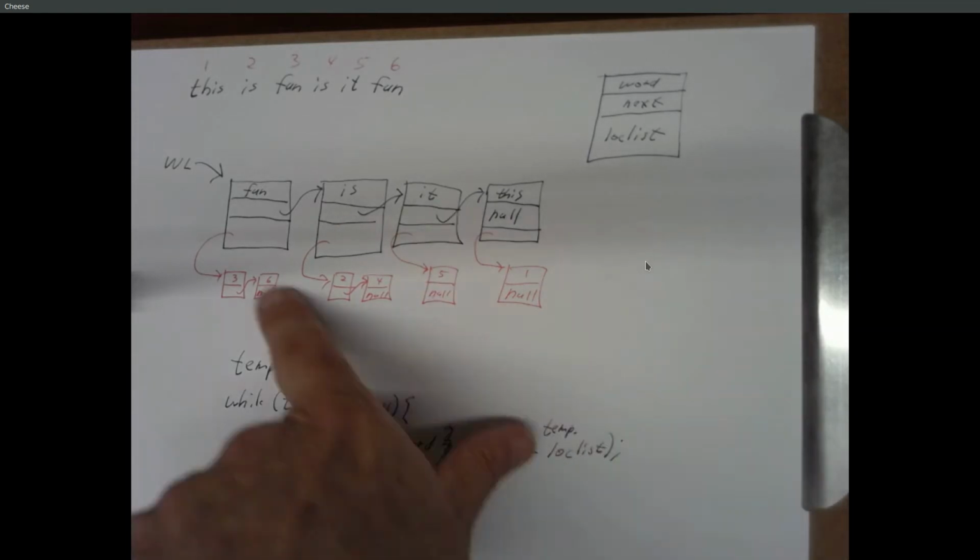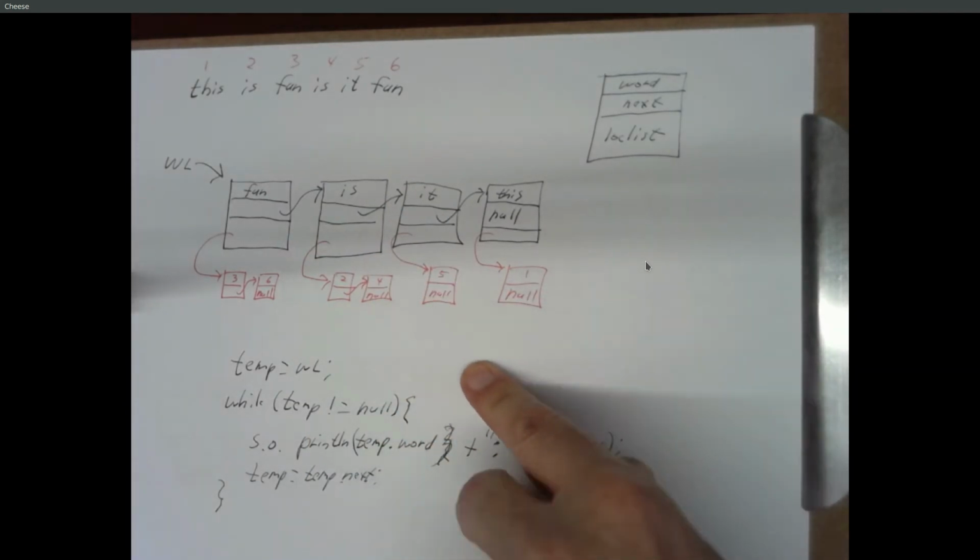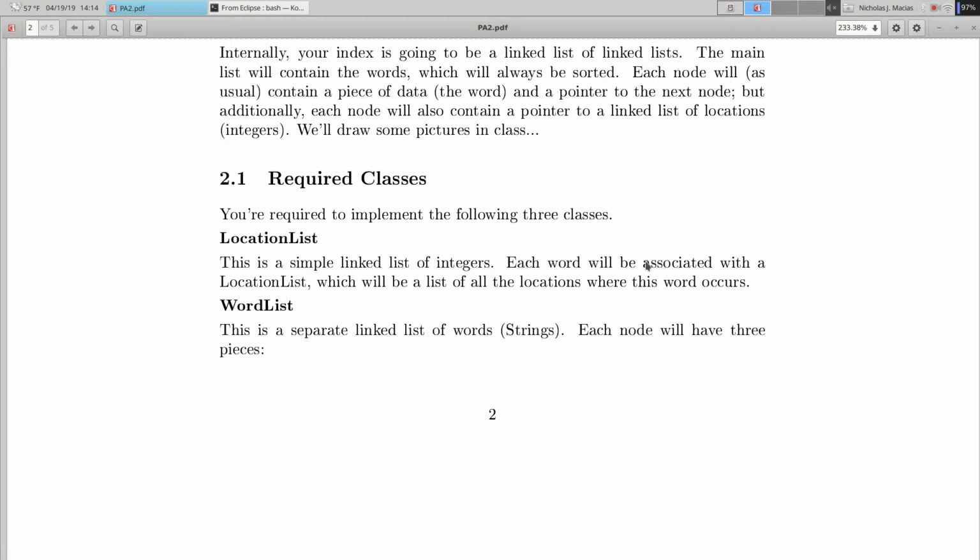All right, so list of lists, make some sense initially? Yes. Okay. So let's look at how you're going to implement this. What are the required classes here? So location list is just a linked list of integers. Nothing fancy going on there. But I still want you to implement it as its own class called LocationList, uppercase L's.